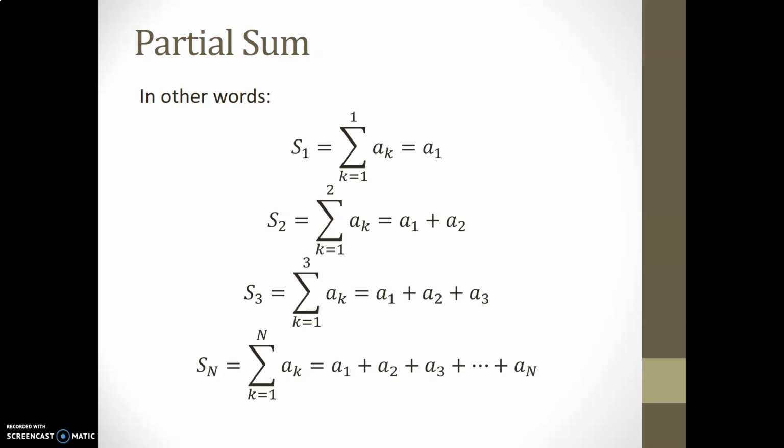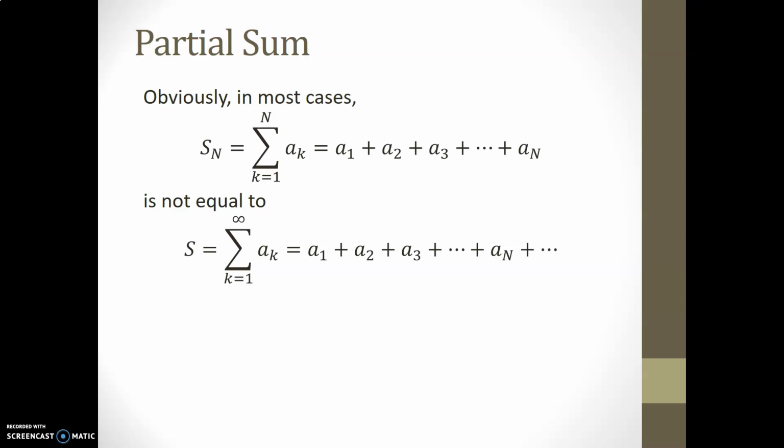Now, the nth partial sum is what we would obtain if we were to add the terms up to k equals n. So k is replaced by 1, by 2, by 3, and eventually k is replaced by n, which then determines the last term of this partial sum. So in most cases, stopping after the nth term will not give you the same total as if you had an infinite series that added other terms beyond k equals n.